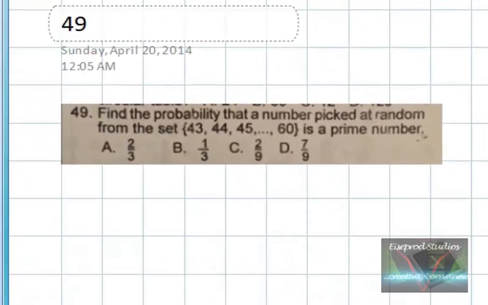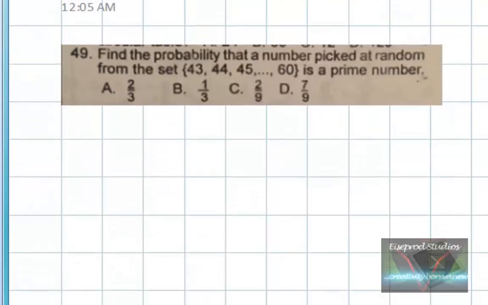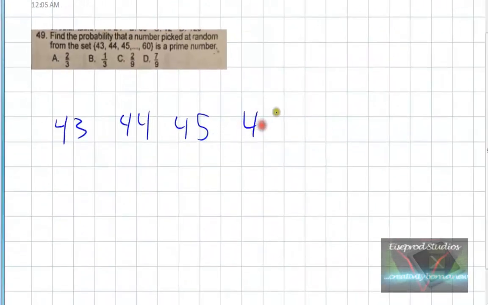Question 49 asks us to find the probability that a number picked at random from the set going from 43 to 60 is a prime number. So remember that for probability, you're going to have what you want out of the total possible, or out of the total set. So the numbers 43 through 60 actually is going to have 4 prime numbers in it, and so I'll go ahead and list the numbers so that I can illustrate to you what I mean.